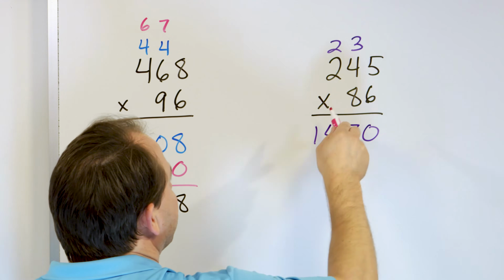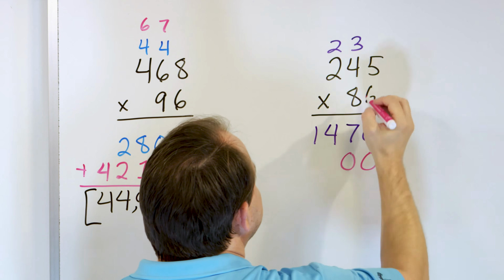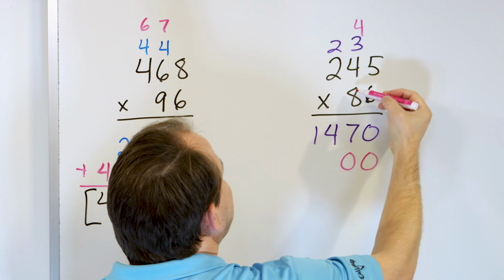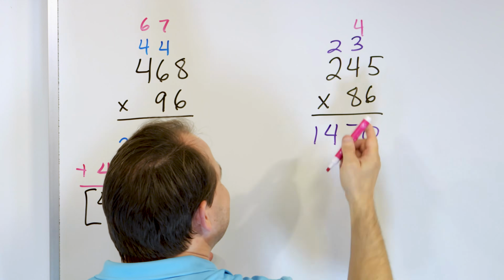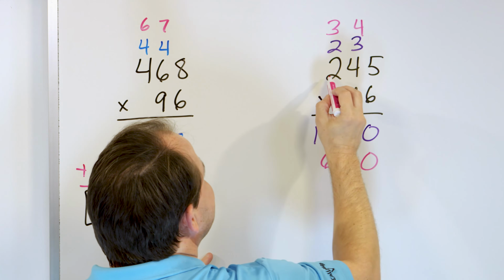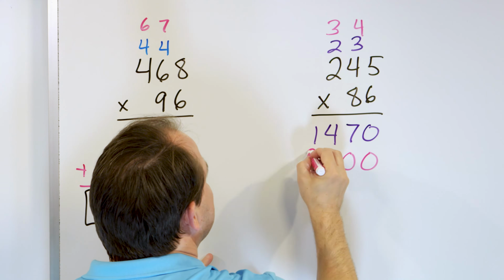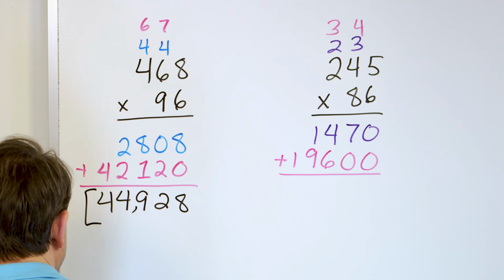Now, when we go down to multiply by this 8, we drop a 0, and then we say 8 times 5 is 40, so this is a 0, carry a 4. 8 times 4, 32, 33, 34, 35, 36. We add the 4, we get 36, carry the 3. 8 times 2 is 16, 17, 18, 19. 19 goes down here, and we have to add all of these numbers together.